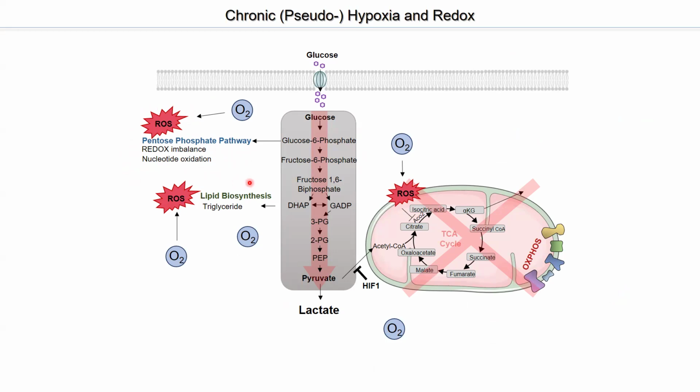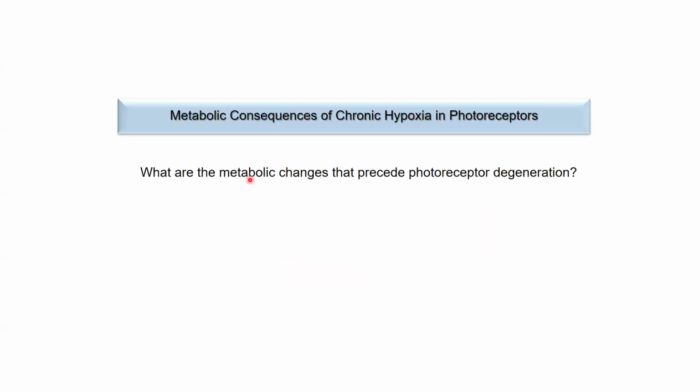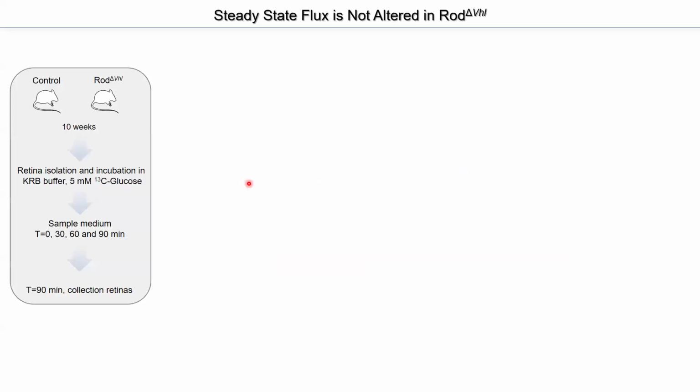So then, of course, the next question is, okay, we have the presence of ROS, we have a redox imbalance, but why are these photoreceptors degenerating? So for this, I worked together with Dan again to study the flux of the retinas in the VHL mice versus controls. And basically what we did is, again, at 10 weeks, I isolated the retinas and I incubated them in a buffer that is supplied with 13C glucose.